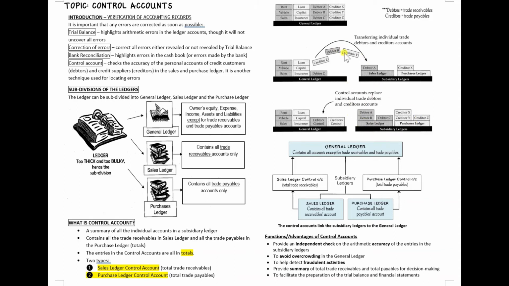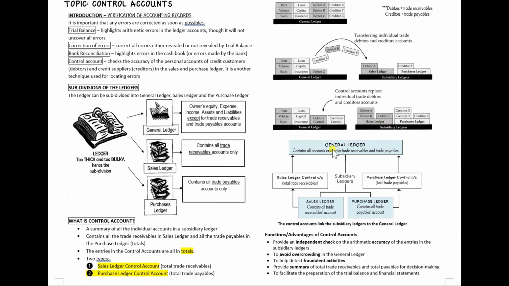as the general ledger has already moved out all the debtors and creditors to the subsidiary ledgers, we will have the control account, which will replace the individual debtor and creditor accounts in the general ledger. So this control account acts something like a link between these two. Because this is already going out, they replace it by putting the debtors and creditors control in the general ledger, which will be in total. So it's actually the same, but it will be in the total.